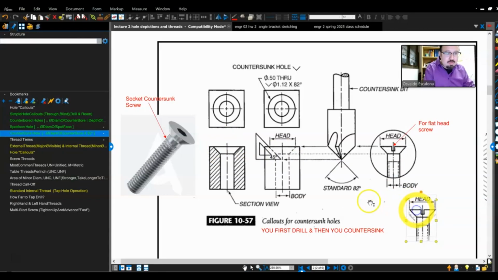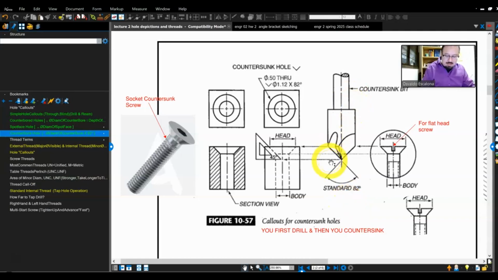Now, in terms of wood, we don't have to worry about this because as soon as you put the screw on wood, the pressure of you screwing it into the wood will create the countersunk head depression within the wood. But in terms of metals, you need a special bit.